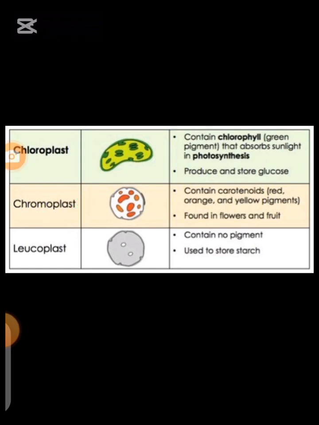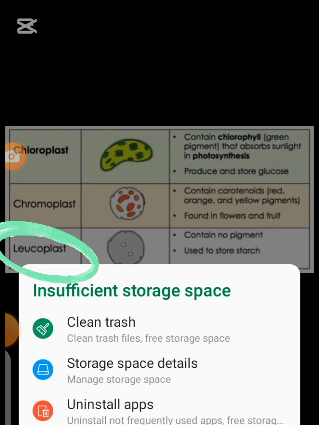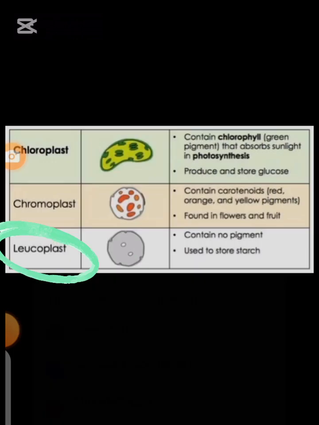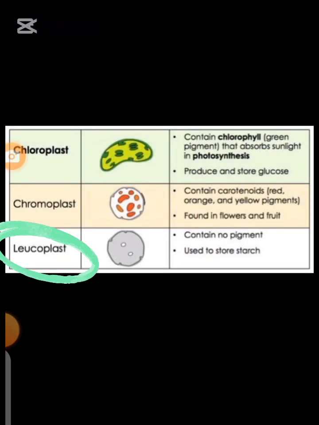The third type of plastid is leucoplast. Leucoplast is basically a colorless plastid. They are non-pigmented. They store material like lipid, carbohydrates and proteins. They are found in potato tuber, roots of plants and seeds, and in potato tuber they store starch.